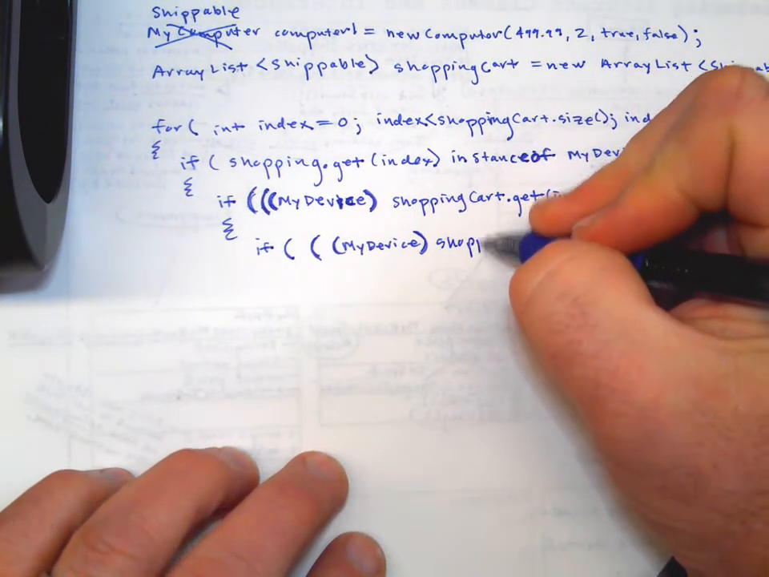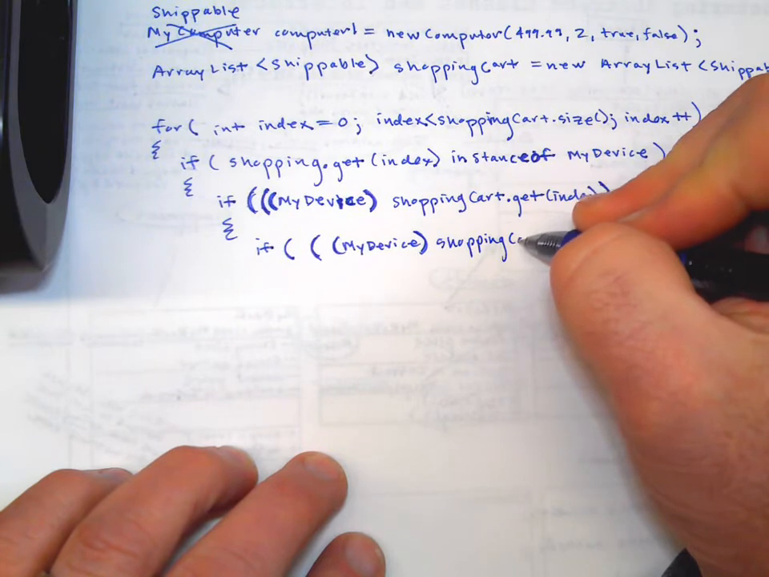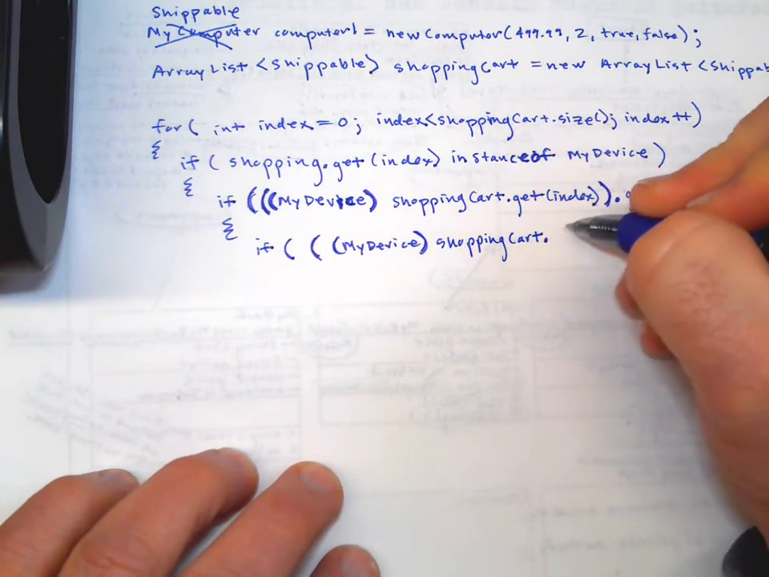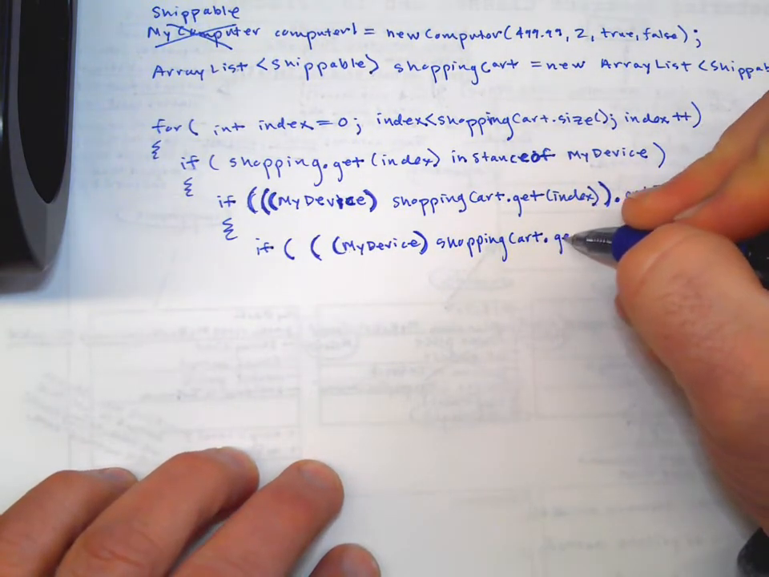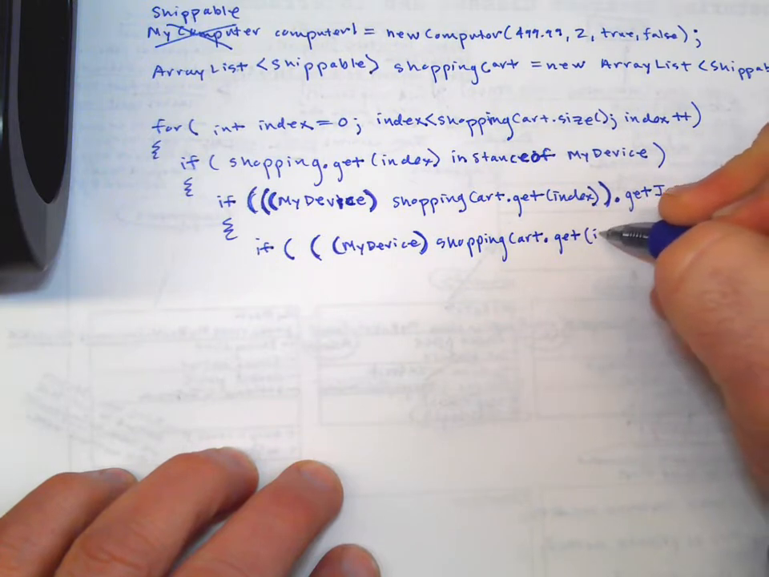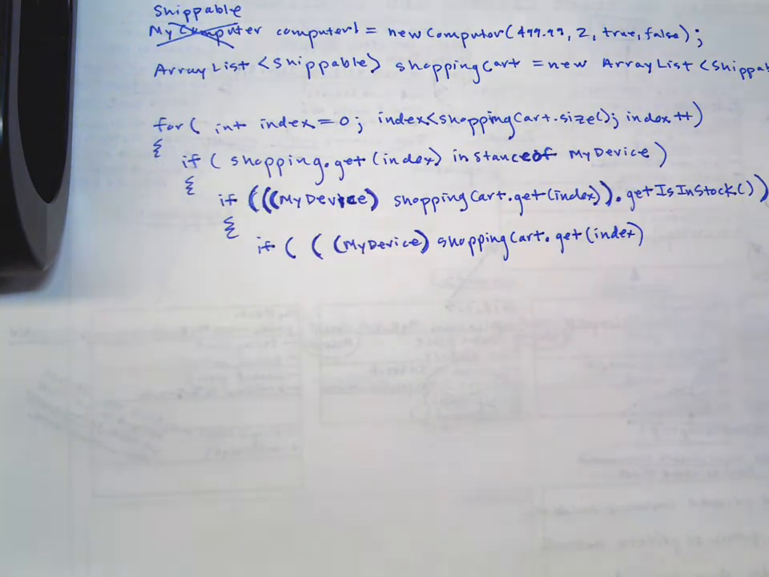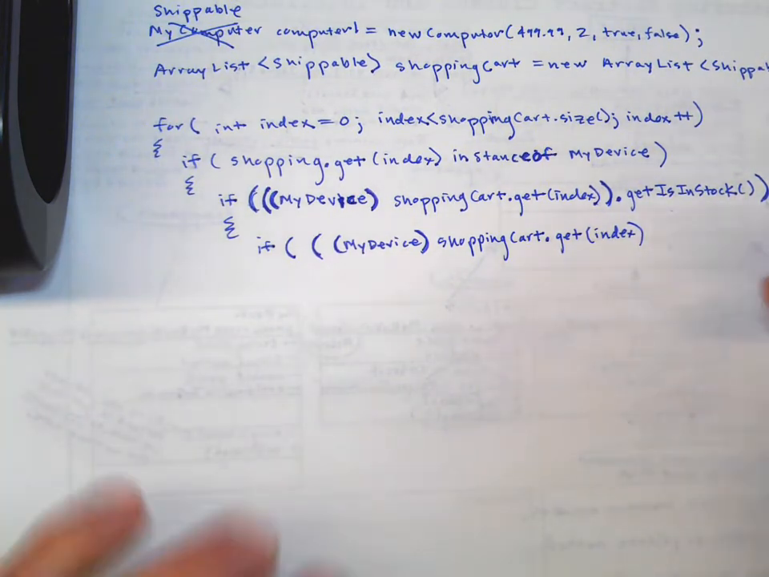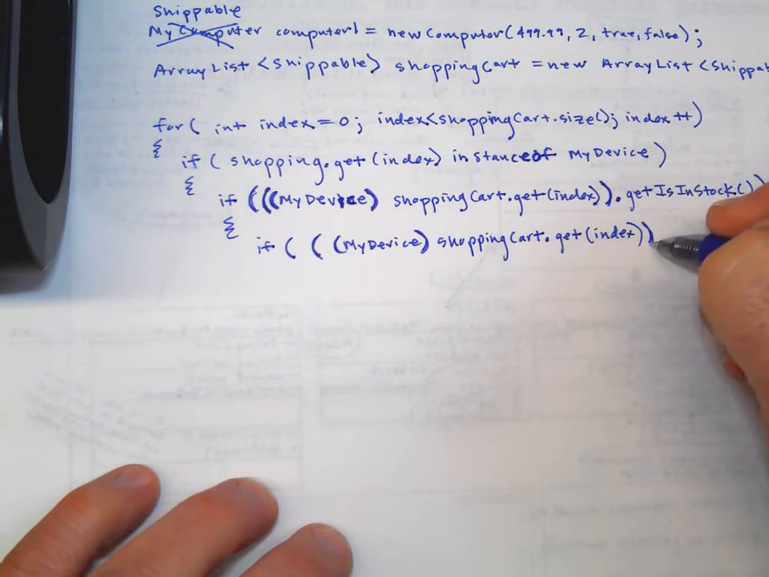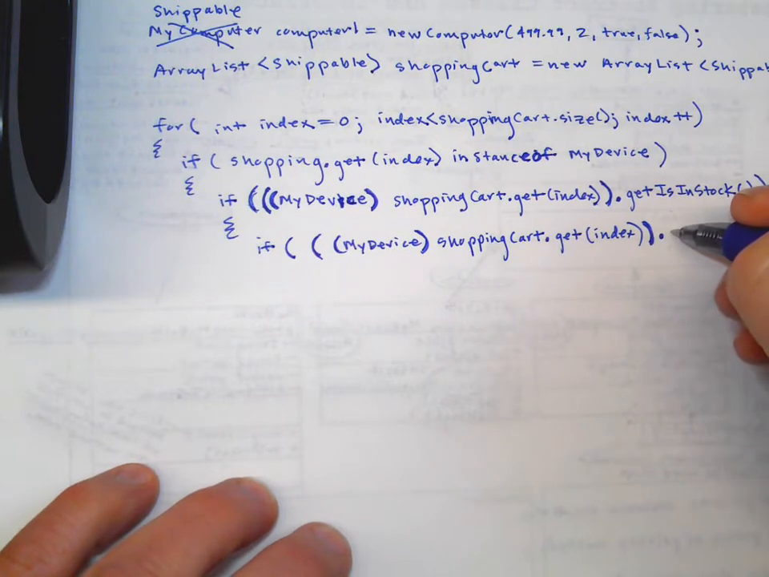I know this is a little annoying, but this is good stuff. You're going to have to understand this stuff for multiple choice for sure. The casting from one kind of object to another. They call it downcasting because shippable is kind of higher up, and then my device is sort of below shippable, so they call it downcasting. So you downcast it, and then you could run the get price method.